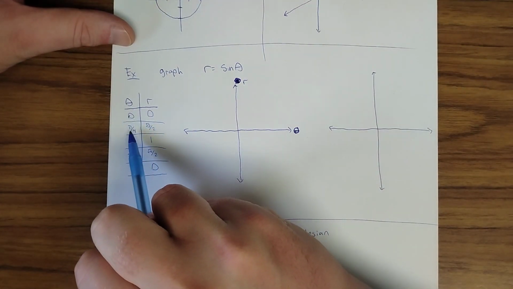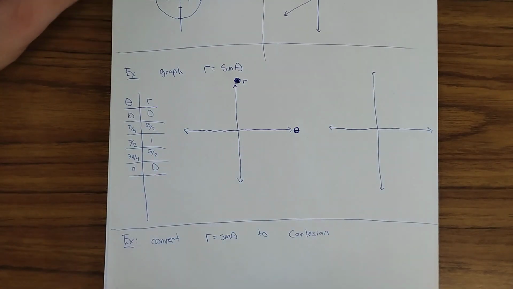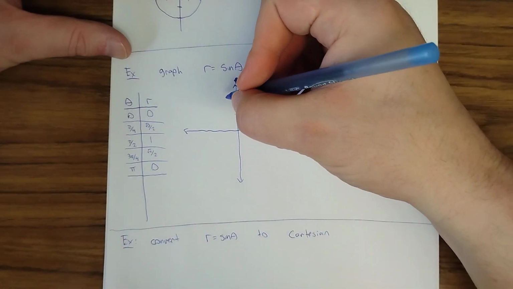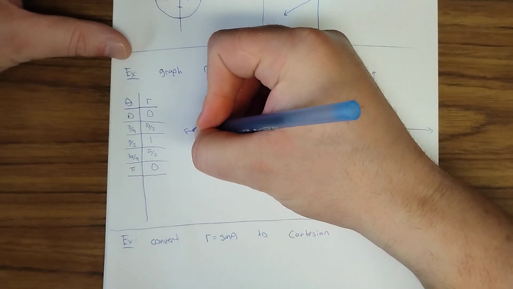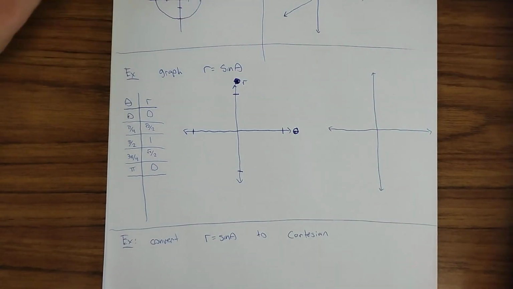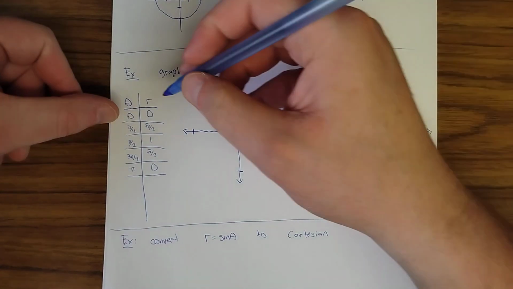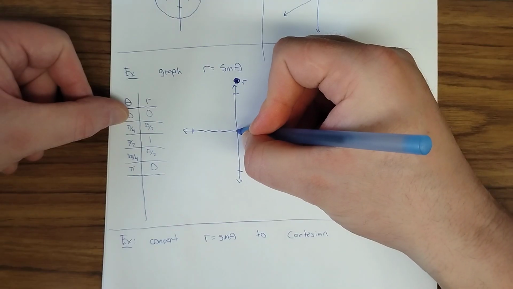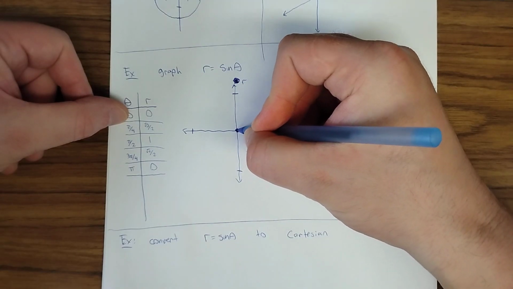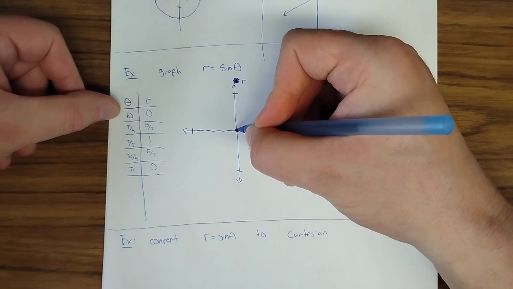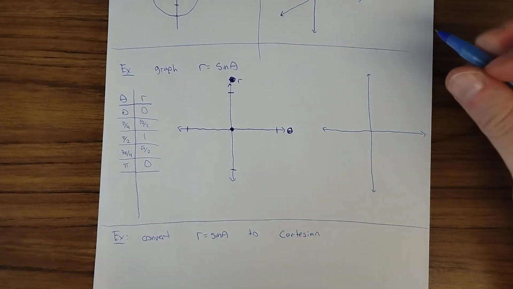Sine of 0 is 0. Sine of pi over 4 is root 2 over 2, and so on. This isn't going to produce a great picture, but it's good to watch me do. So when theta is 0, r is 0. r is 0 is just this point. Actually, for this point, it wouldn't even matter what theta is. If r is 0, then we're just talking about this point.